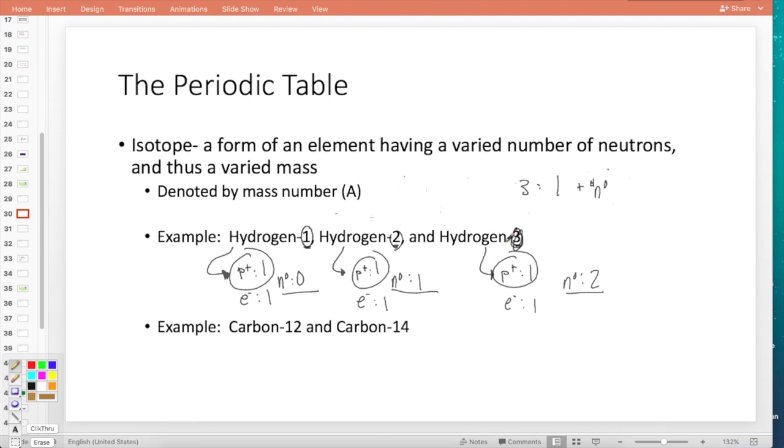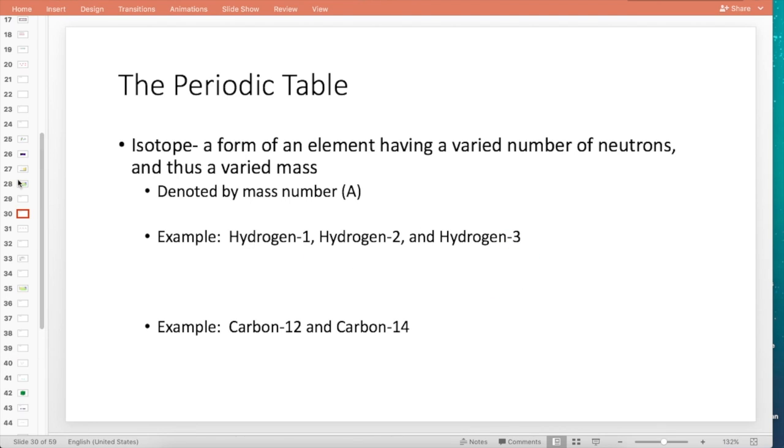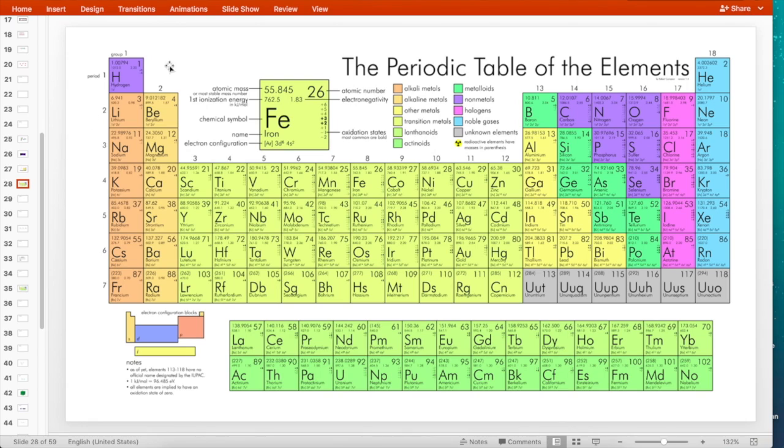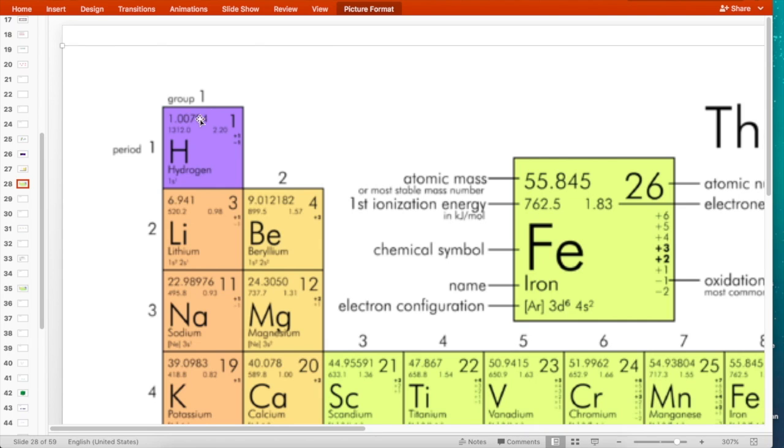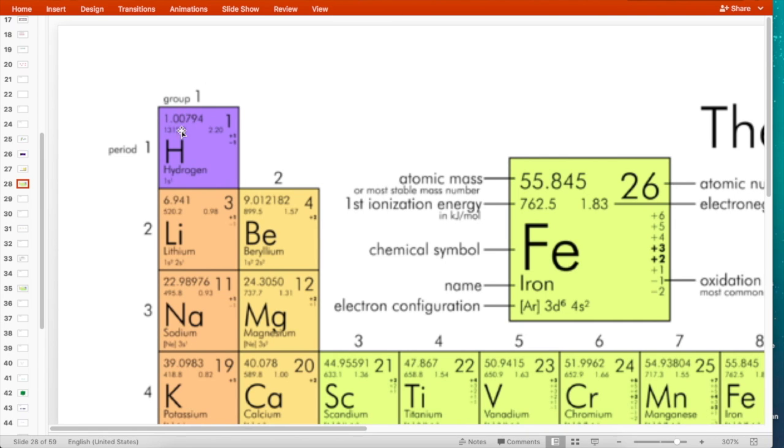So these are isotopes. What I'm telling you is that on the periodic table, when you look at the average atomic mass, that is an average of the isotopes of that element. And it's a special type of average called a weighted average, which means it's been weighted based on the abundance of that type of isotope. So let's look at hydrogen's average atomic mass. Hydrogen has an average atomic mass of 1.008, give or take.